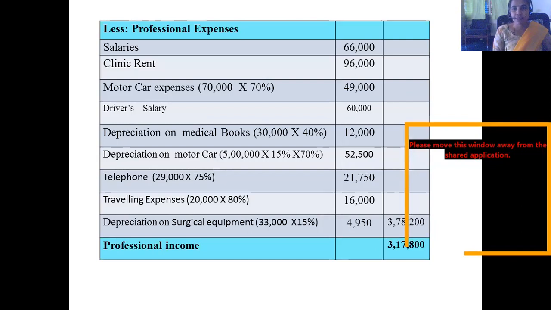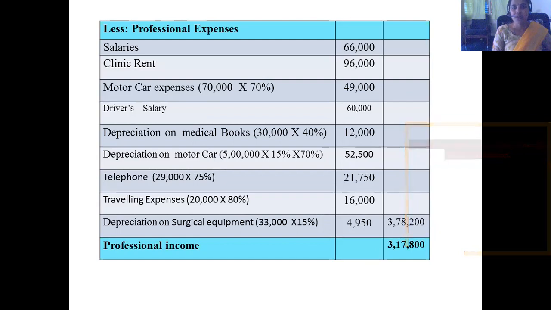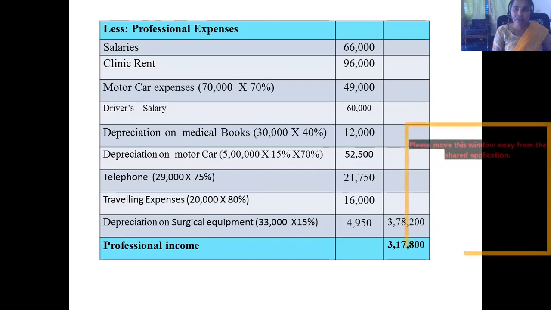So going with the professional expenses, we have salaries, clinic rent, motor car expenses, where 70% is attributed to the profession. Then the driver's salary, medical books are to be depreciated at 40% as per the IT rules. Depreciation on the motor car is 5 lakhs into 15%, a rate that is prescribed under the Income Tax Act. 70% is what is related to profession. Then the telephone expenses is 29,000 for the year and 75% is related to the profession. Traveling expenses, 20,000 into 80% is related to the profession. Surgical equipments are to be depreciated at 15%.